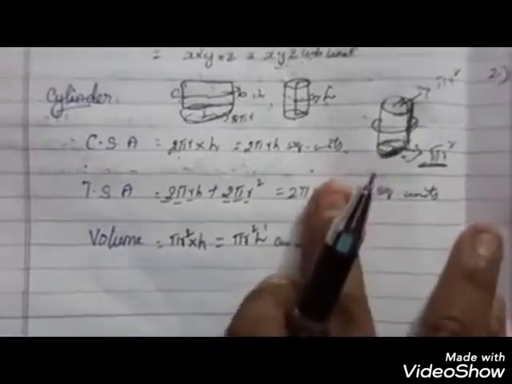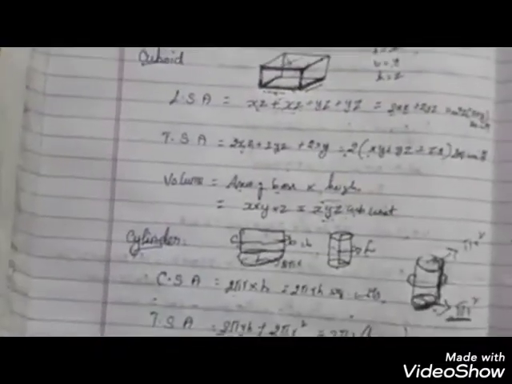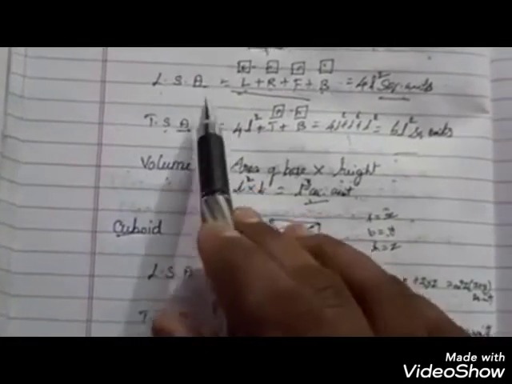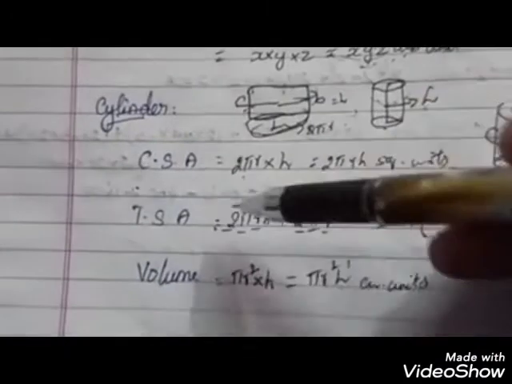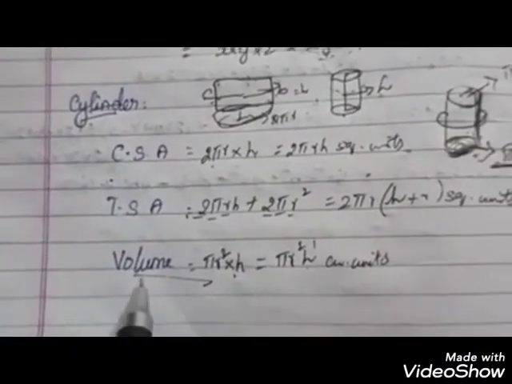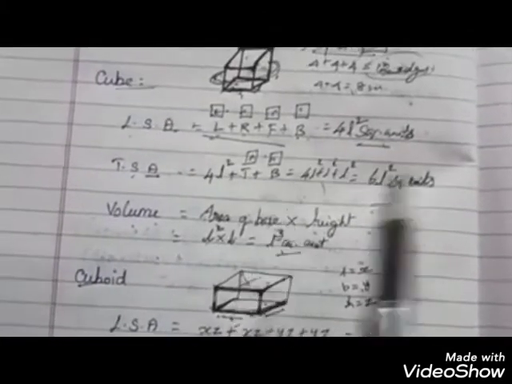So now we discussed three shapes, three formulas: cube, cuboid, and cylinder, with curved surface area, total surface area, and volume. In your test portion, there is lateral surface area, curved surface area, and total surface area only. There is no volume, but you need to learn the formula for volume of a cylinder, volume of a cuboid, and volume of a cube.